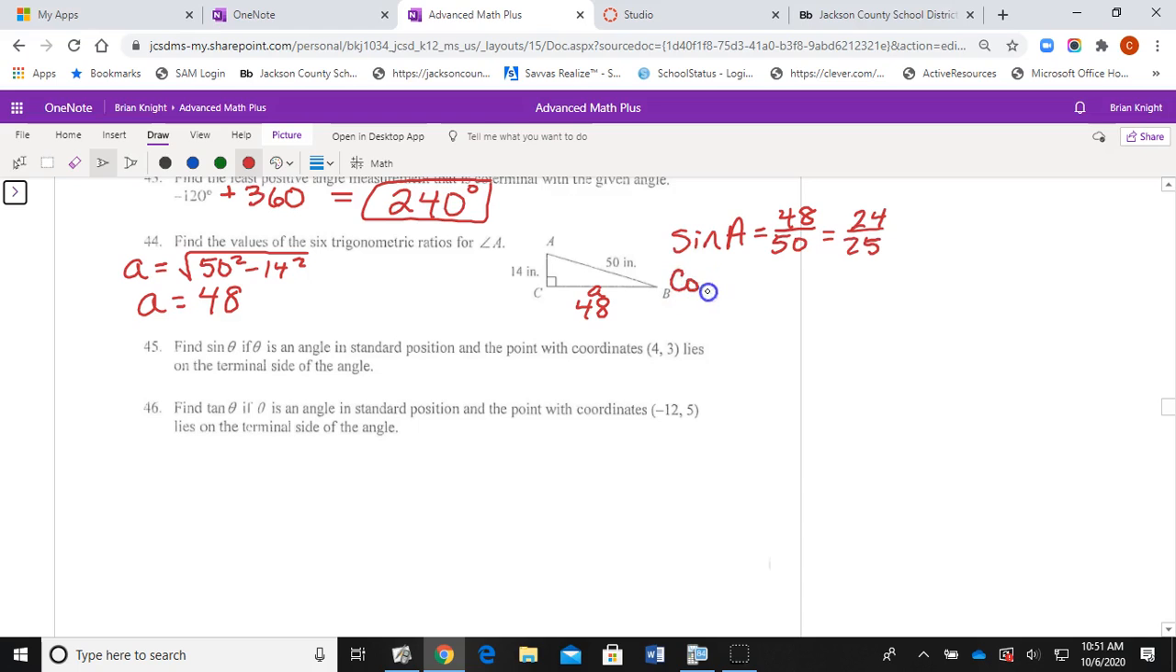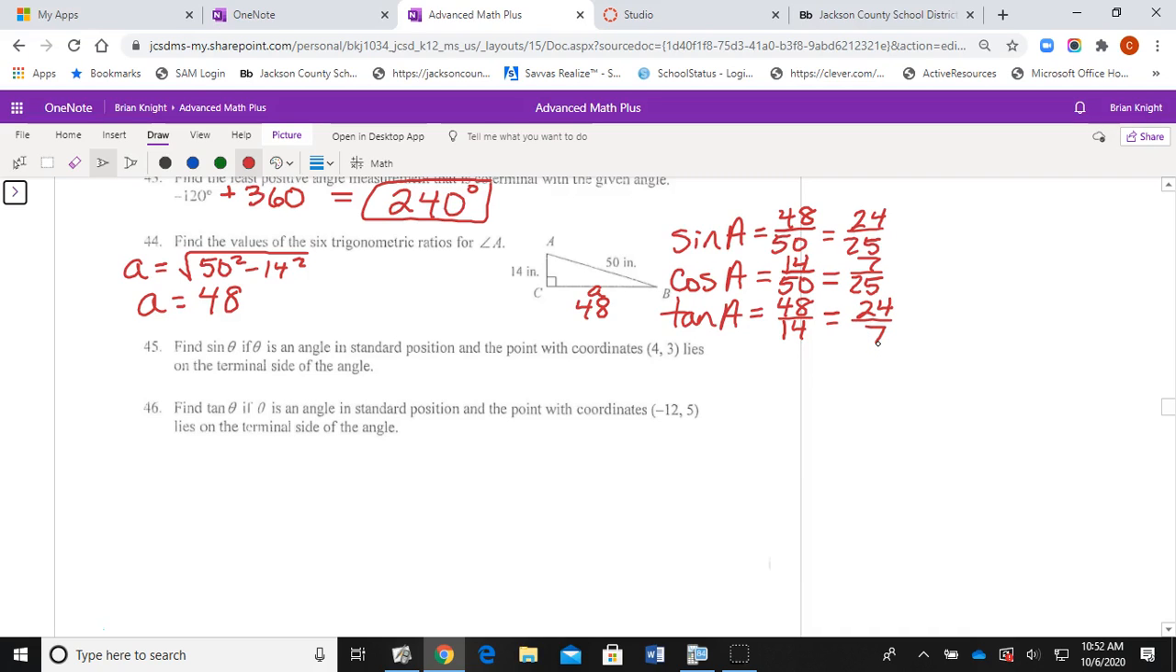Cosine of A. What's adjacent to A? 14. The hypotenuse is still 50. That reduces to 7 over 25. And finally, tangent of A. Opposite over adjacent. So what's opposite? 48. Adjacent is 14. That is 24 over 7.